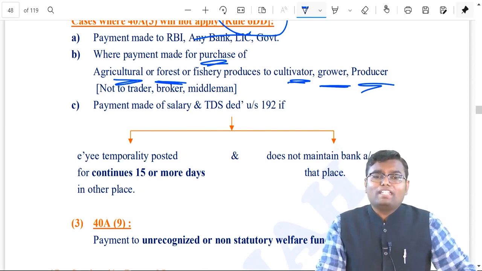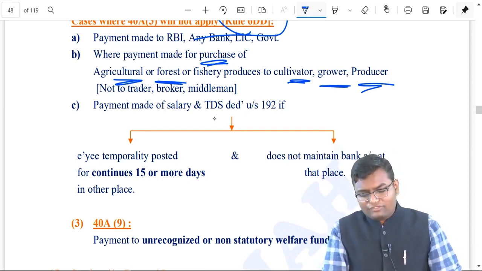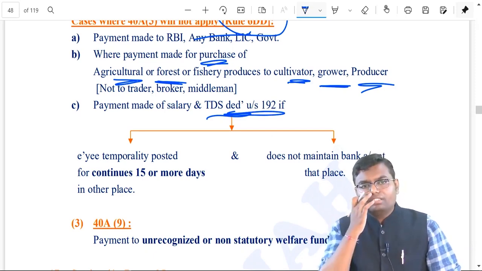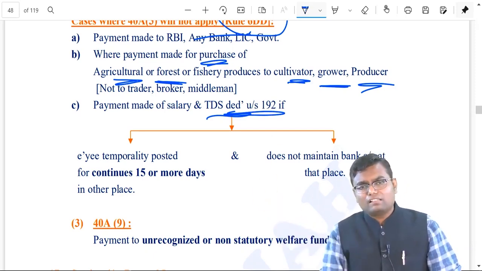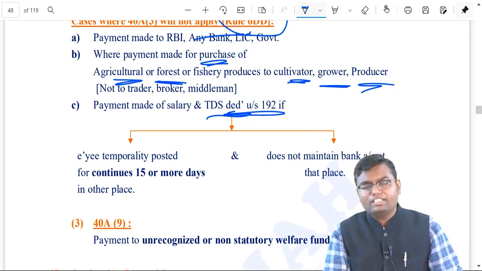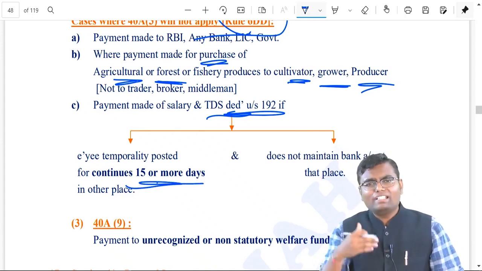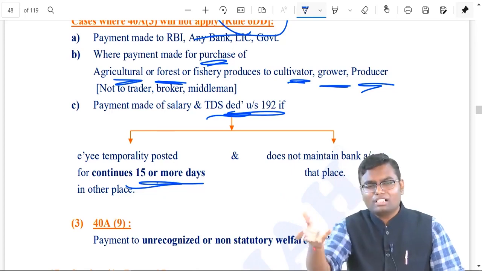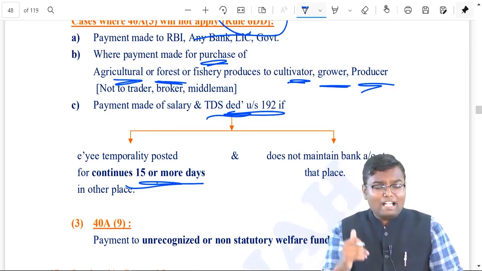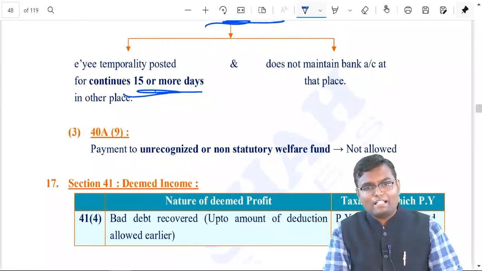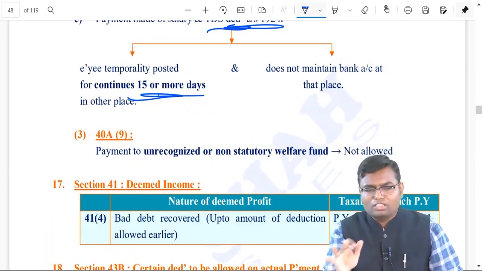Then let's say you are making payment of a salary after deducting TDS under 192 to any of your employees who has been temporarily posted at some other place for 15 or more days. Naturally, he will not open any account at that place for that temporary period. He doesn't have any account in that place. You can pay salary to that employee in any mode for that period. It is totally okay. 40A(3) will not apply.